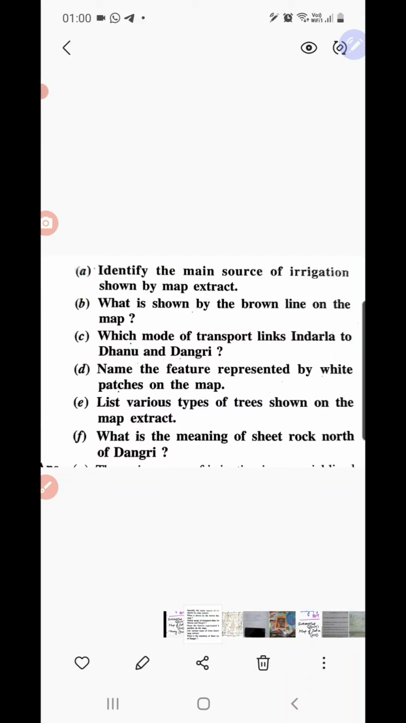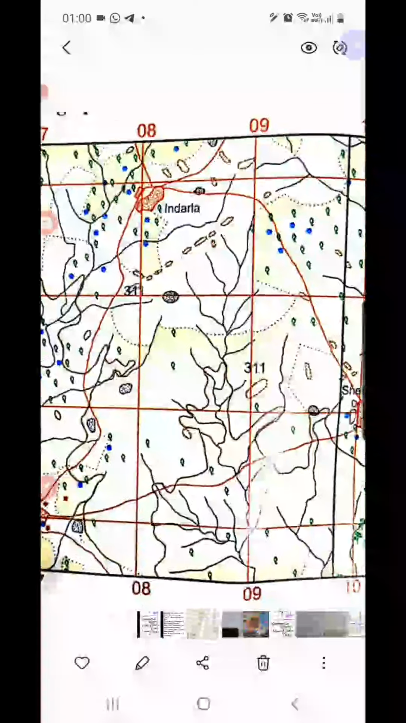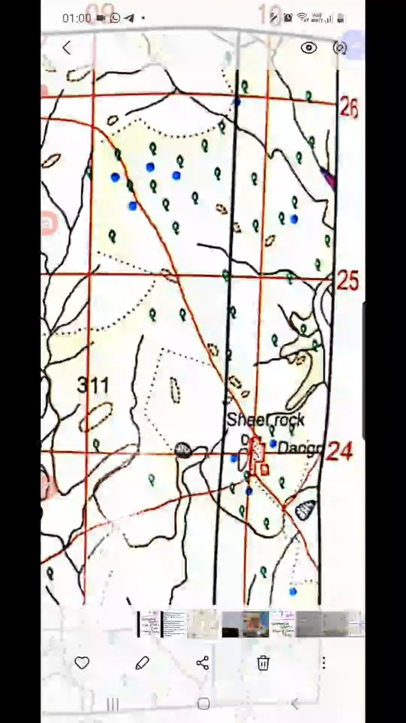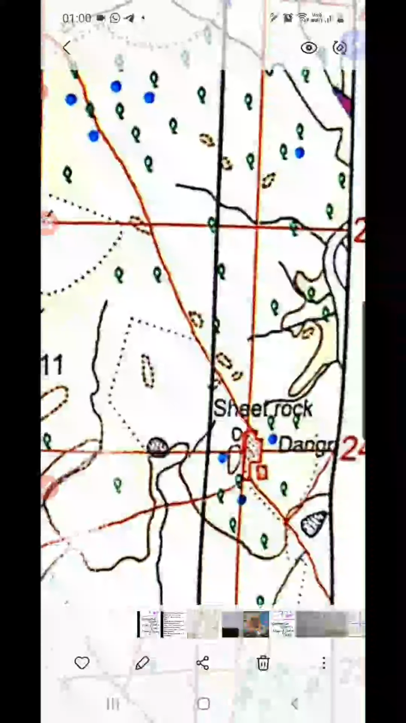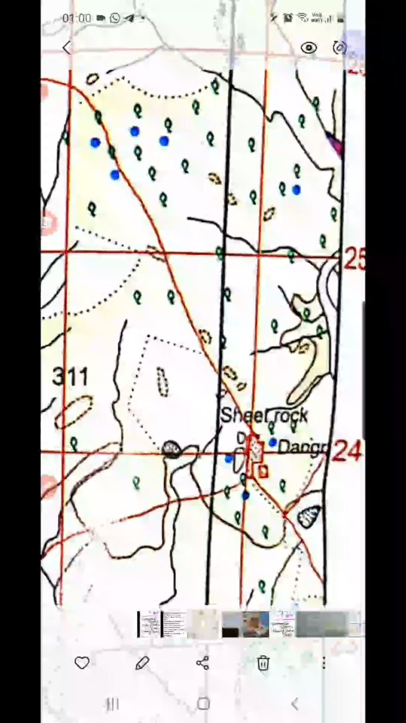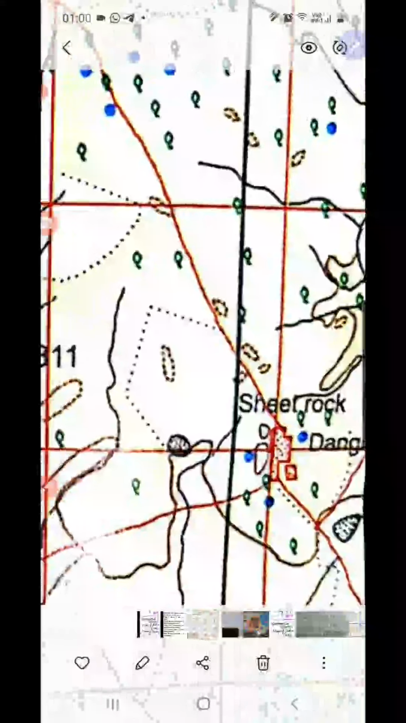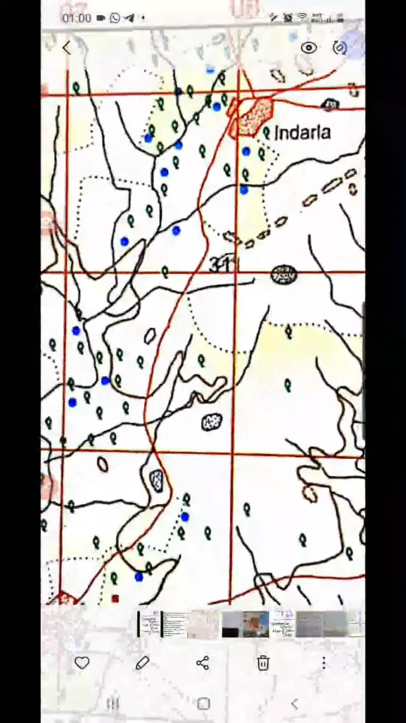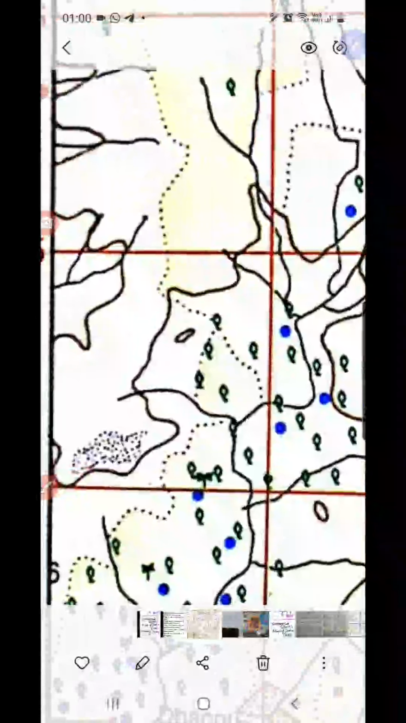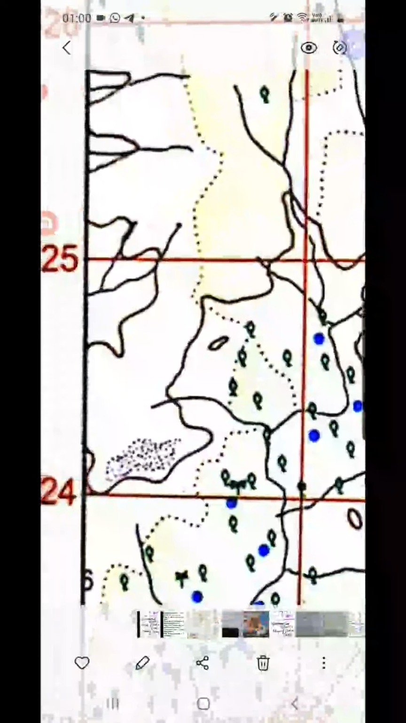List various types of trees shown on the map extract. You can see these are all green color. Can you see these various types of trees? These are actually palm trees, the main type of trees which are found. So whenever you find this kind of tree, you understand this is a palm tree.